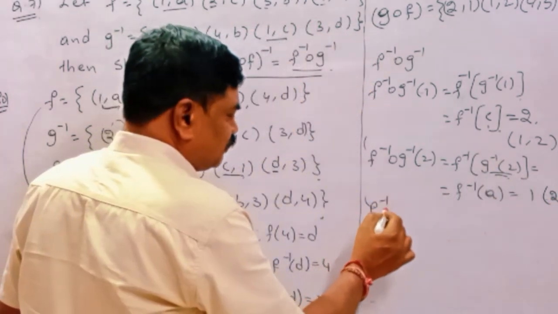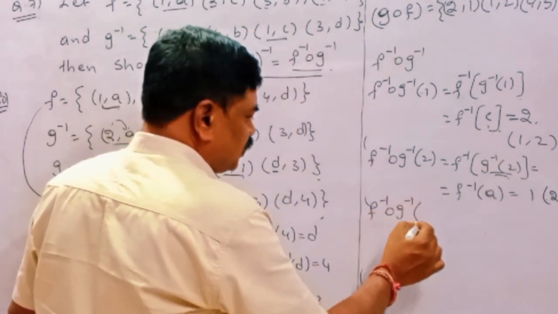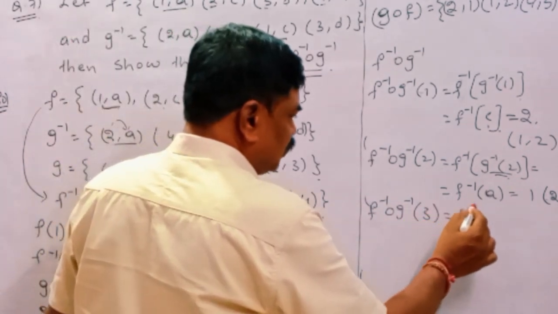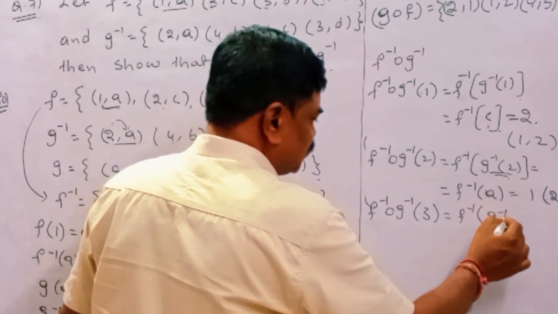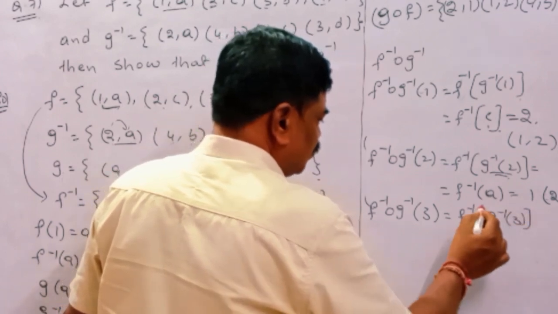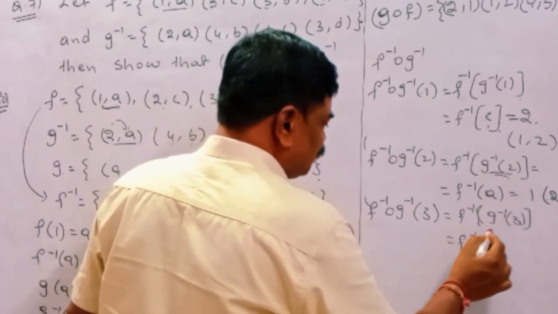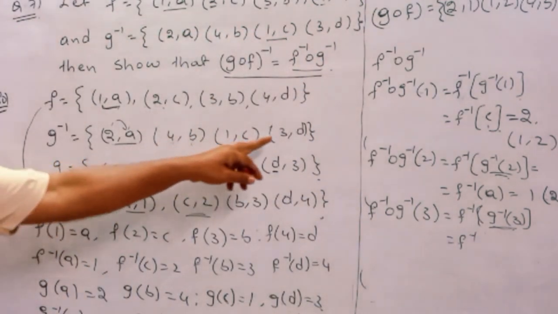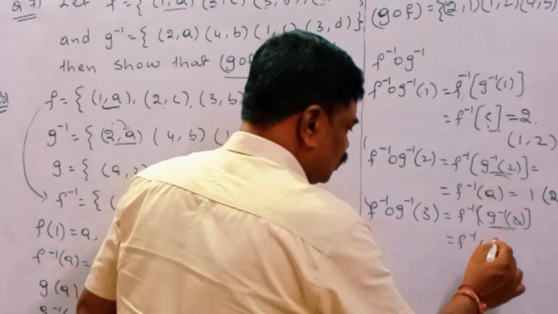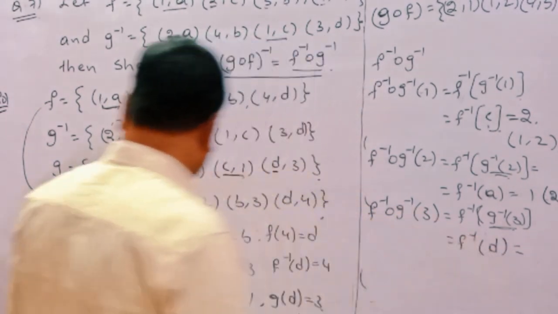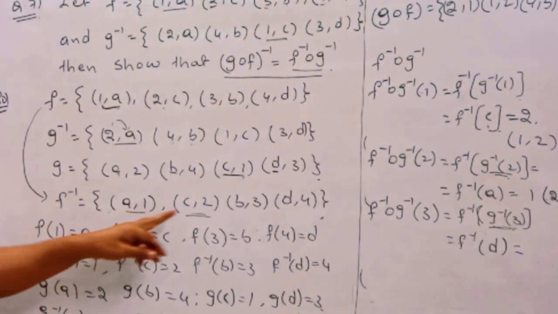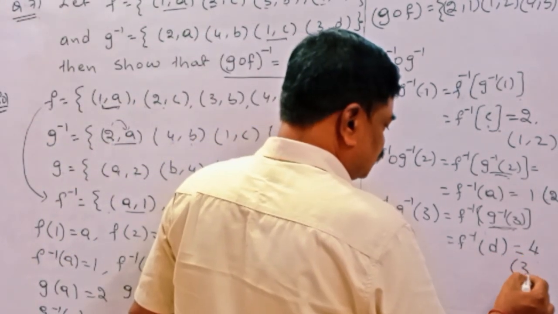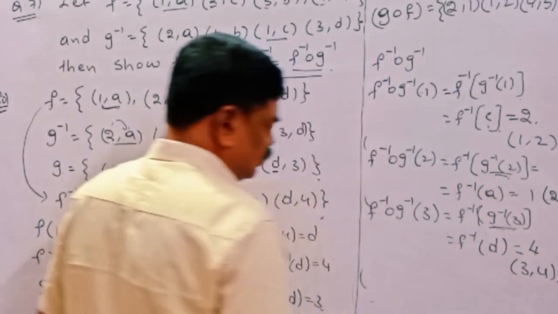Next, F inverse circle G inverse of 3 is equal to F inverse of G inverse of 3. What is G inverse of 3? It is D. So F inverse of D is equal to what? F inverse of D is equal to 4. Then this is (3, 4).